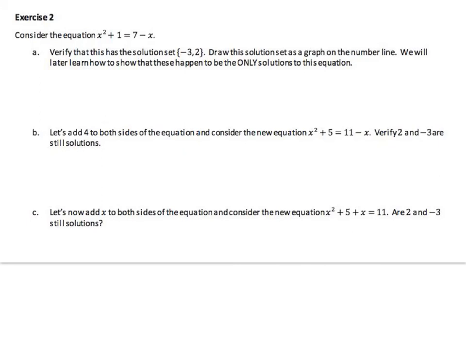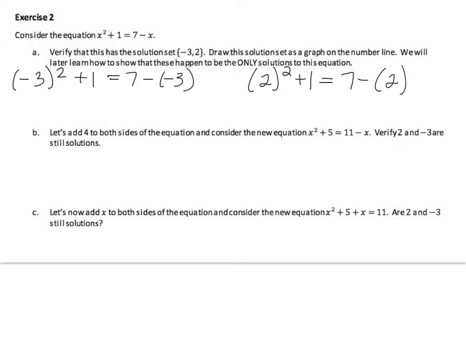All right, consider the equation x squared plus 1 equals 7 minus x. Verify that this has the solution set of -3, 2. Draw the solution set as a graph on the number line. We will later learn how to show that these happen to be the only solutions to this equation.